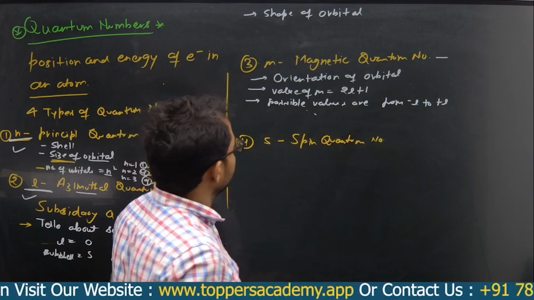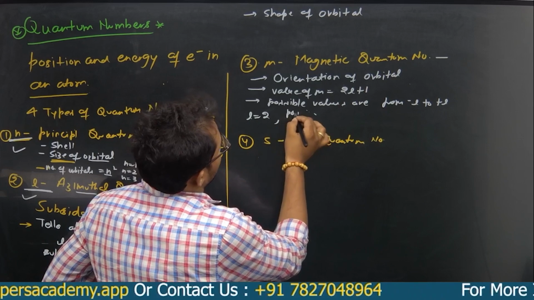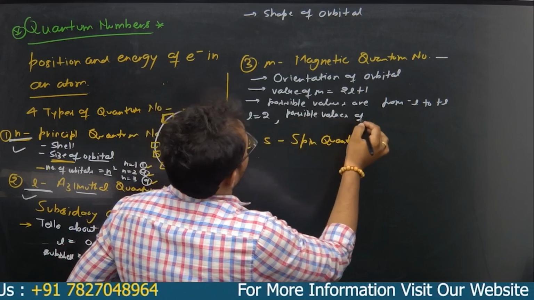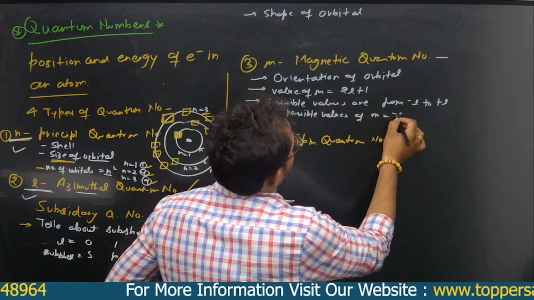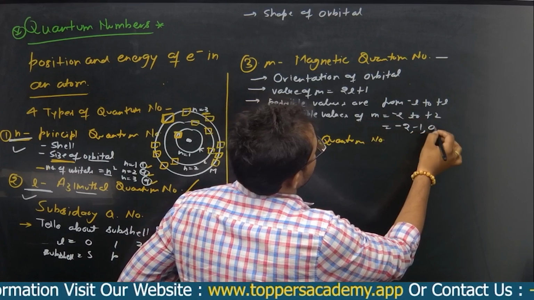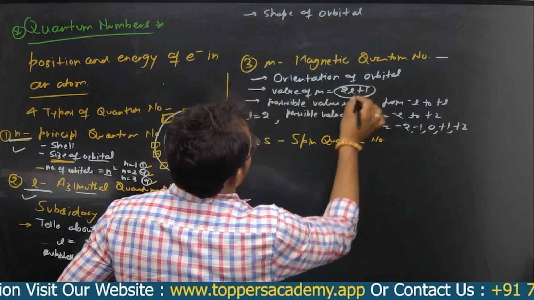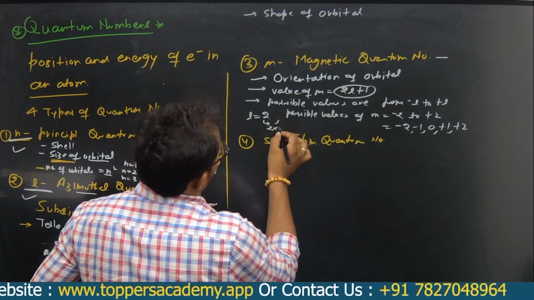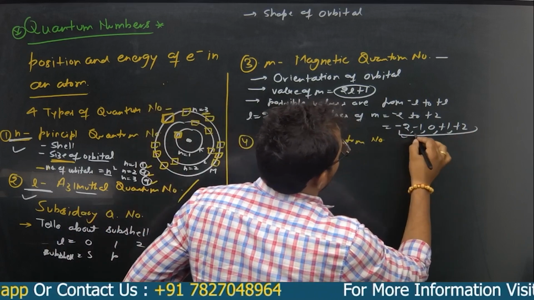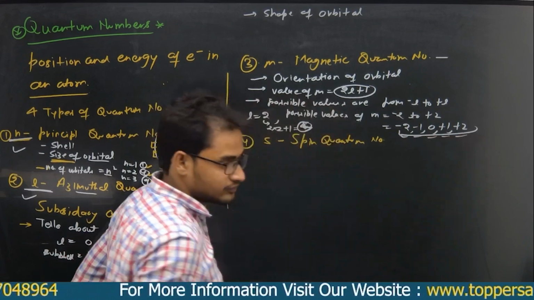Let me take an example. Suppose l is equal to 2. So the possible values of m will be minus 2, minus 1, 0, plus 1, plus 2. And according to the formula, it must be 2 into l plus 1, the value of l is 2, so 2 into 2 plus 1, that means it must be 5, and it is 1, 2, 3, 4, 5, right?